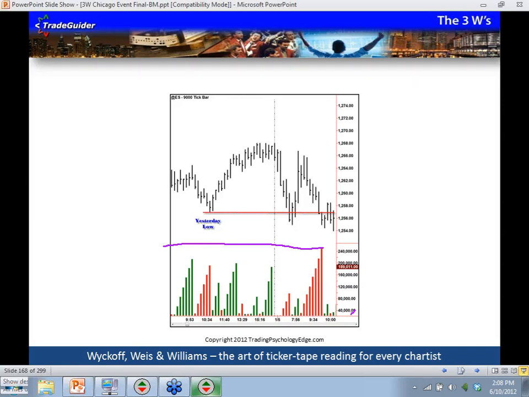So we're hearing both. Supply coming into the market and effort to go down, but no real result. Jack is saying that it's testing the bottom and it will either go through it or it will fail. Anybody from the web have an opinion on this? Okay. Well, let's take a look at the price bars.